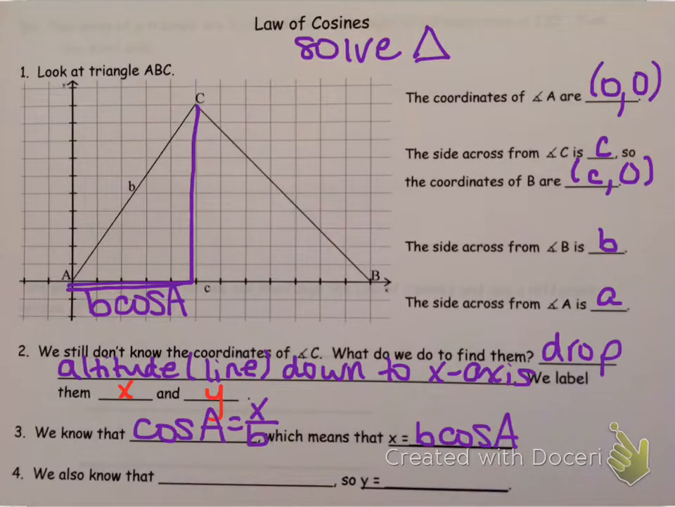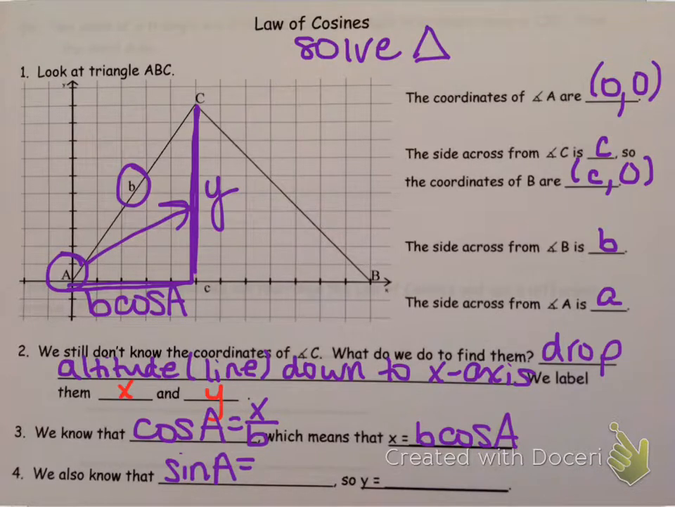The other thing I need to solve for is this side right here, which is y. And I would do something very similar. Using this angle and this side, this time I'm going to be trying to solve for the side opposite from it. So this time I would know that the sine of angle A would be the opposite side, which is the y value I'm looking for, over B. Once again, I would rearrange it, and so the formula to find the y-coordinate of this point up here would be B times the sine of angle A.